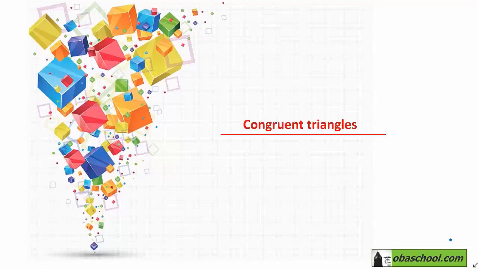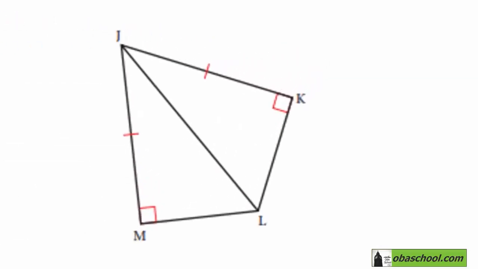In this tutorial, we're going to be solving another exercise about congruent triangles. In the diagram below, show that KL is equal to ML. Now taking a look at these two triangles that we have in this diagram right here, at first, we can see that it is given that JM is equal to JK.